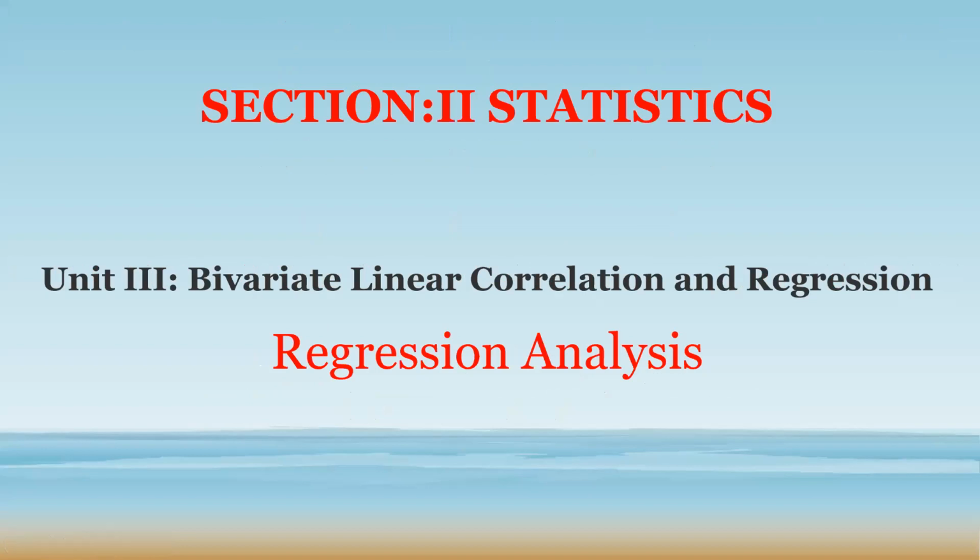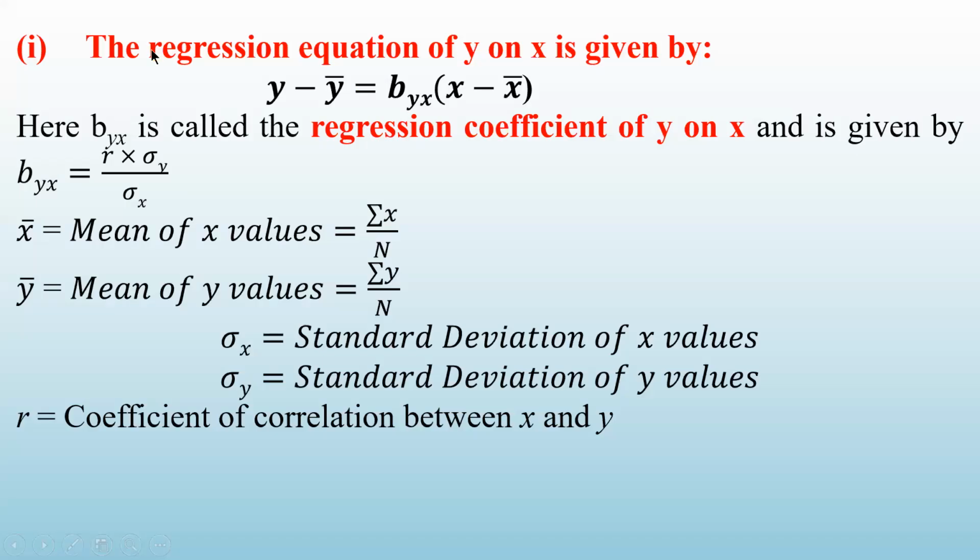In the last lectures, we solved problems in which we found the regression equations of y on x and x on y, and calculated the value of one of the variables if the value of the other variable is known to us. Today we are going to see the properties of regression lines. So you already know this.